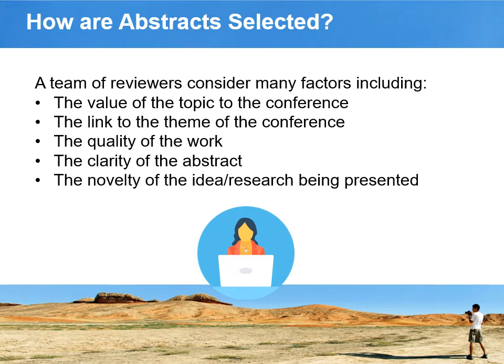So how are abstracts selected? Reviewers for conferences or journals may consider multiple factors, including the value of the topic to the conference, and the link to the theme of the conference. So does it really fit with what they're trying to make a theme? The quality of the work, obviously, the clarity of the abstract, and the novelty of the idea or research being presented.